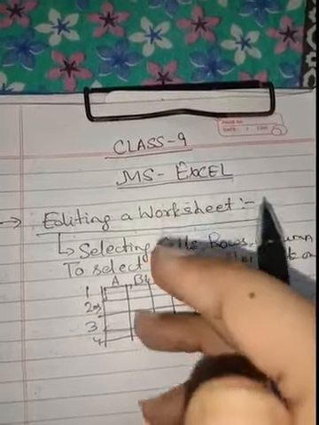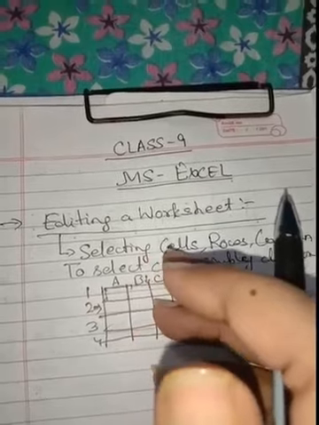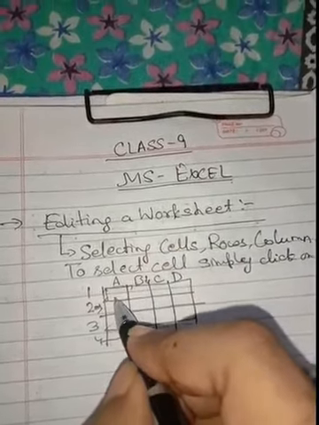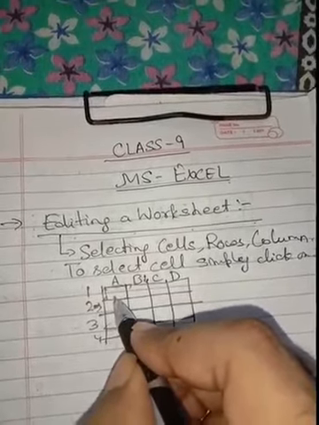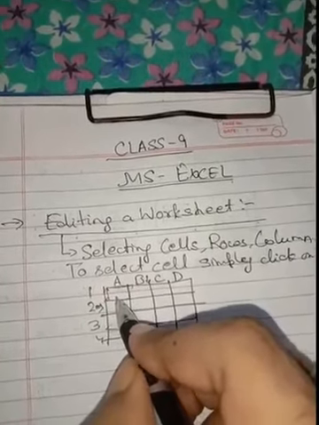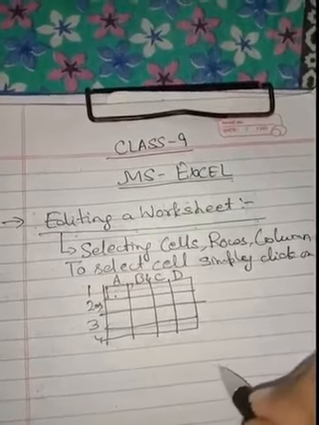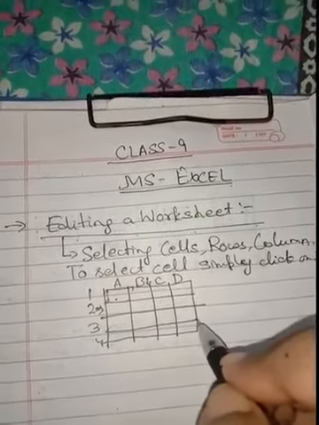To select a range of cells, rows and columns, first of all place the mouse pointer on the first cell or row or column and then drag it downwards and to the right side as many cells as you want to select.